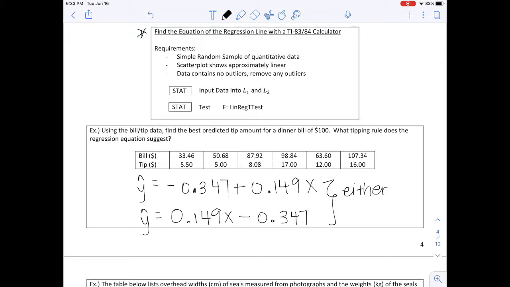There's another question on here that says, what tipping rule does the regression equation suggest? And so that rate that we have would be your slope. And your slope here, either looking at the first equation or the second equation, rewriting this as a percent, would be 14.9%, and that would be your tipping rate. So almost 15% would be our tip rate.